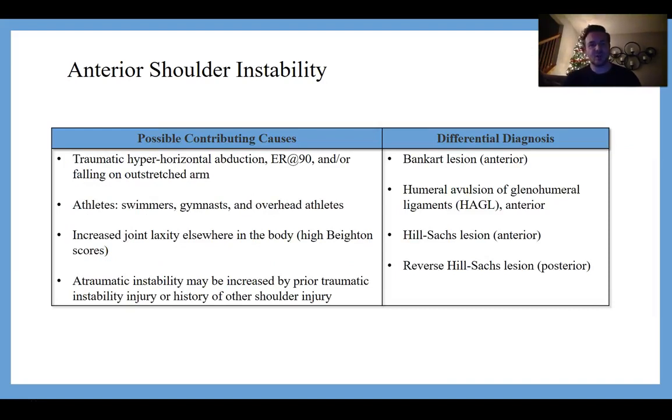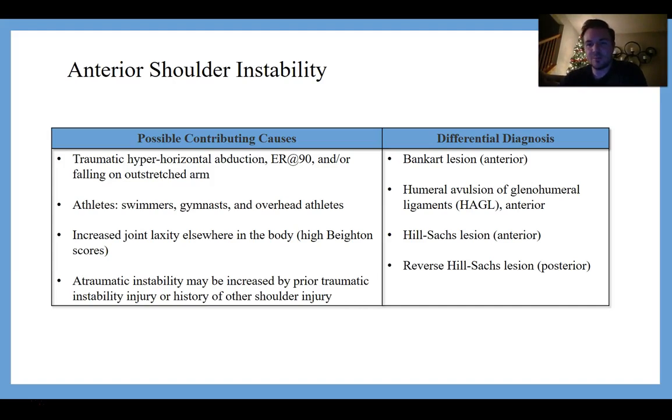So possible contributing causes, well, this is traumatic in nature. Again, hyperhorizontal abduction, external rotation at 90, and/or falling on an outstretched arm. Usually athletes who are already really flexible, like swimmers, gymnasts, or overhead athletes, if they sustain a traumatic event, can dislocate their shoulder. If they have increased joint laxity elsewhere, like a high Beighton score, that might cause an issue here. Differential diagnosis, we're thinking a Bankart lesion, anterior, so that's going to be an anterior capsulolabral injury.